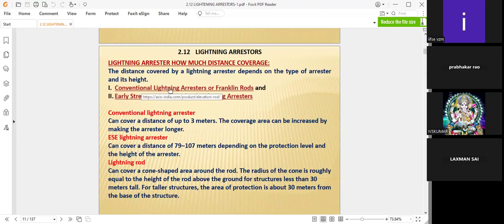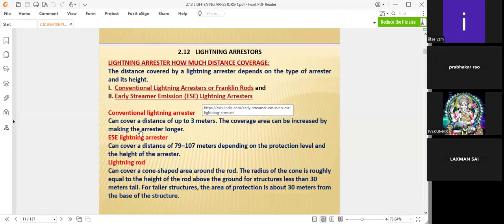These two are important: conventional lightning arresters, which are Franklin rods, and the second one, early streamer emission lightning arresters. The second one is what is used in circuits nowadays. Most organizations are using ESE lightning arresters. Some industries also use conventional ones, where the financial effect is not much, and the working function is also very good.